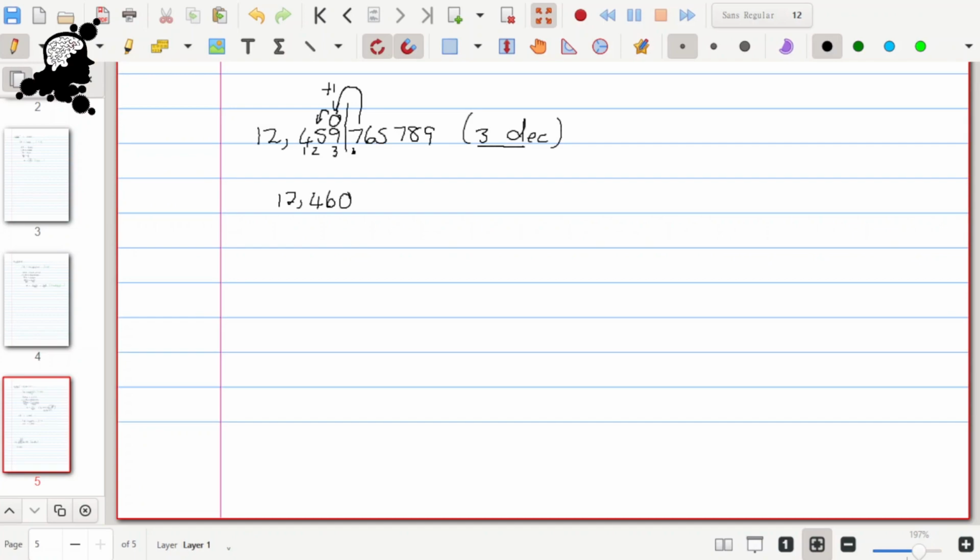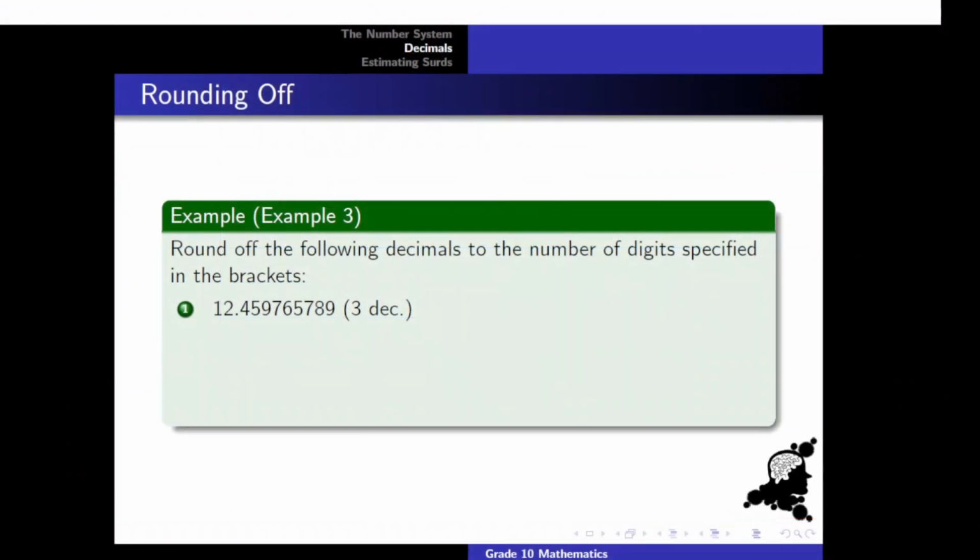So we're going to have 12,460. Now, why did I include the 0? Because the question says we need to have 3 decimal places. We could have just said 12,46. But because this question strictly said we need to have 3 decimal places, we need to make sure that we've got 3 digits after the comma. I hope this makes sense. Let's look at the next question.